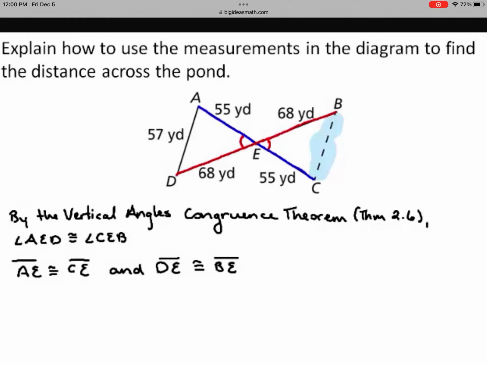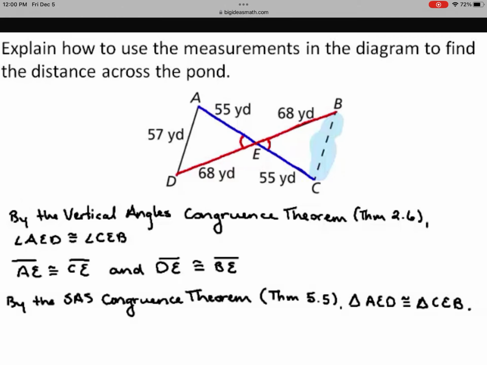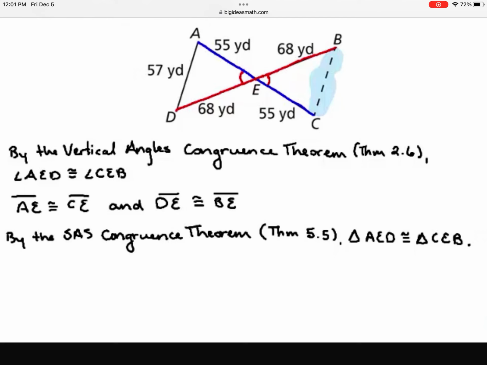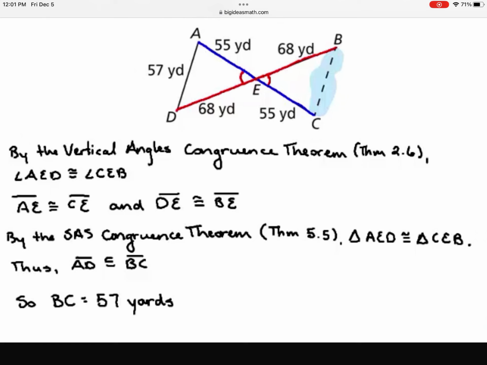And line segment AE is congruent to line segment CE, and line segment DE is congruent to line segment BE because they have the same lengths. By the SAS congruence theorem, triangle AED is congruent to triangle CEB. Thus, line segment AD is congruent to line segment BC because corresponding parts of congruent triangles are congruent. So BC equals 57 yards.